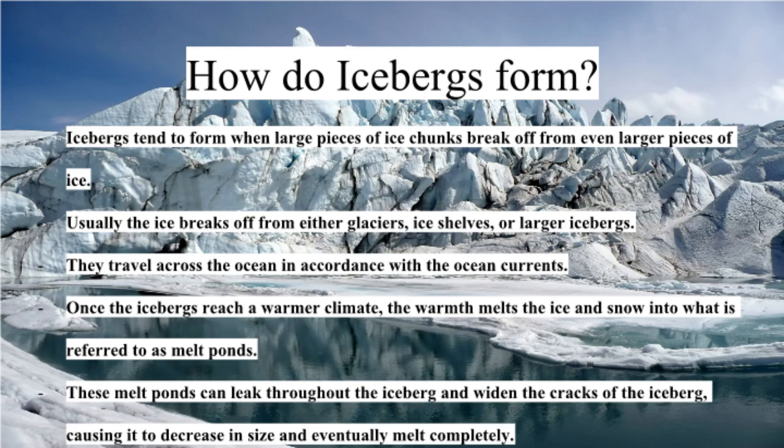This is because the icebergs follow the ocean's currents. Since the ocean's currents move towards warmer waters, the icebergs follow the currents to much warmer environments. This causes the ice and snow of the iceberg to melt into what is referred to as melt ponds. These melt ponds leak all throughout the iceberg and they cause the cracks of the iceberg to widen, decreasing the size of the iceberg and causing it to melt.